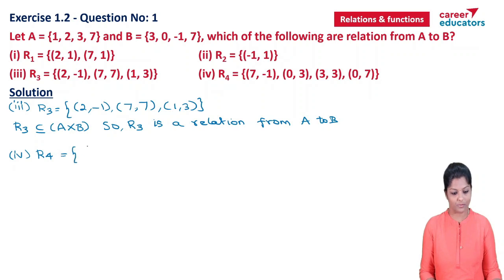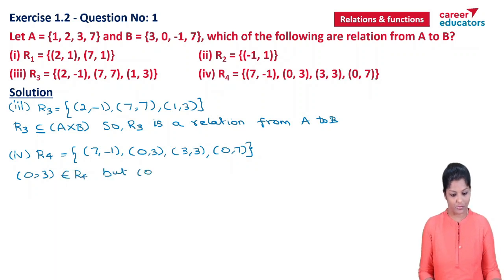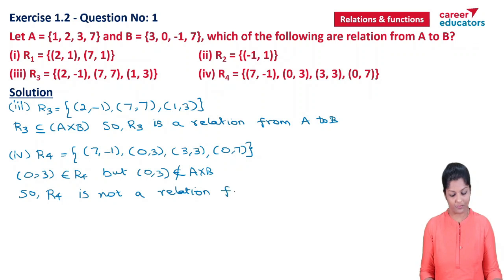In fourth subdivision, R4 is given as {(7, minus 1), (0, 3), (3, 3), (0, 7)}. Here, (0, 3) belongs to R4 but (0, 3) does not belong to A cross B. So R4 is not a relation from A to B.